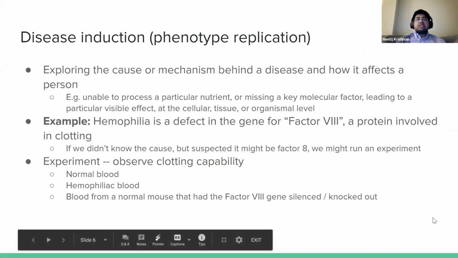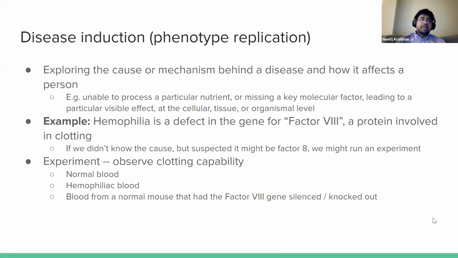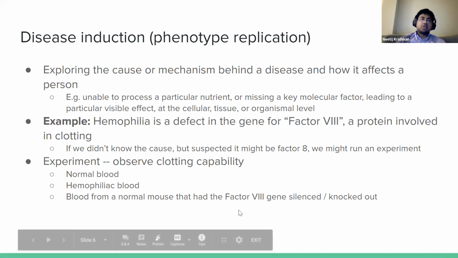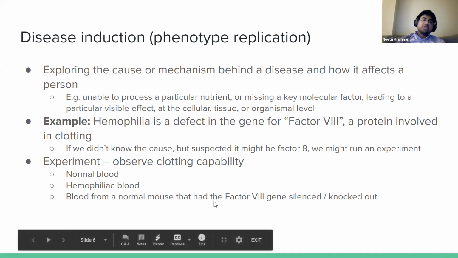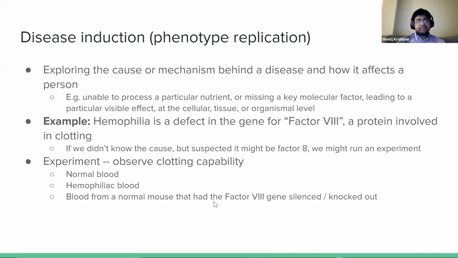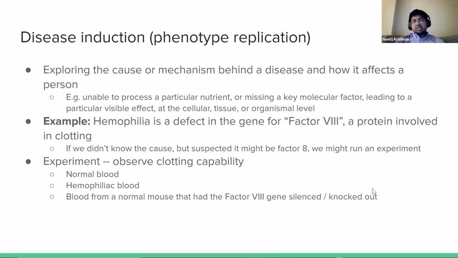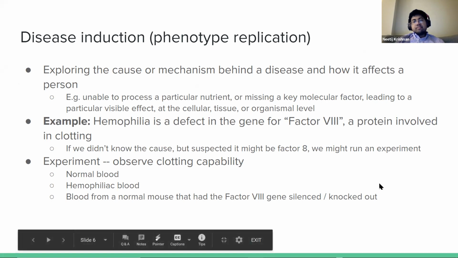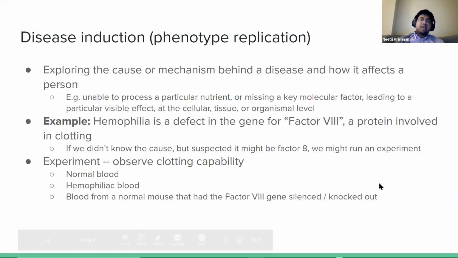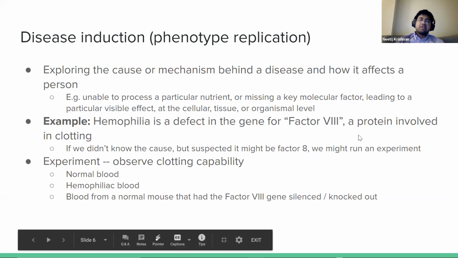The other type of phenotype replication experiment is a disease induction. So instead of trying to change something and fix the disease, you're actually changing something and causing the disease. So with hemophilia, like before, we talked about how factor VIII is the key. So let's say we're trying to figure that out. We might say, okay, if we break or knock out the factor VIII gene, will that induce hemophilia? And so we might run that experiment.